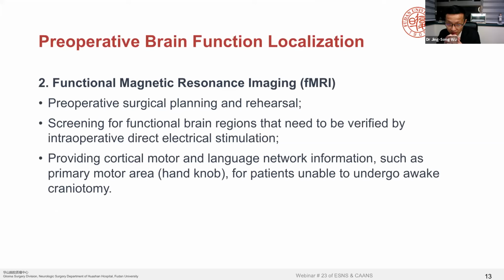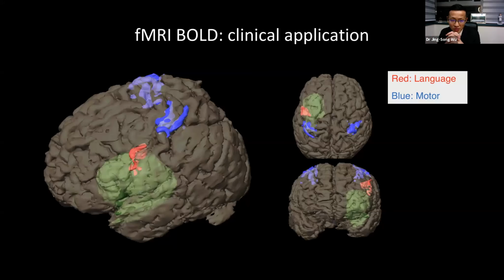Considering the false positive and false negative rates, more appropriate use of functional MRI includes preoperative surgical planning and rehearsal, screening for functional brain regions that need to be verified by intraoperative brain mapping, and also providing cortical motor and language network information, such as the primary motor area for patients unable to undergo awake craniotomy. Sometimes we can use resting state functional MRI imaging.